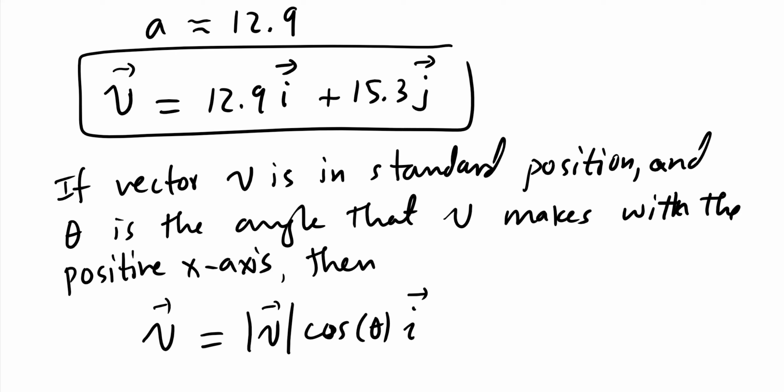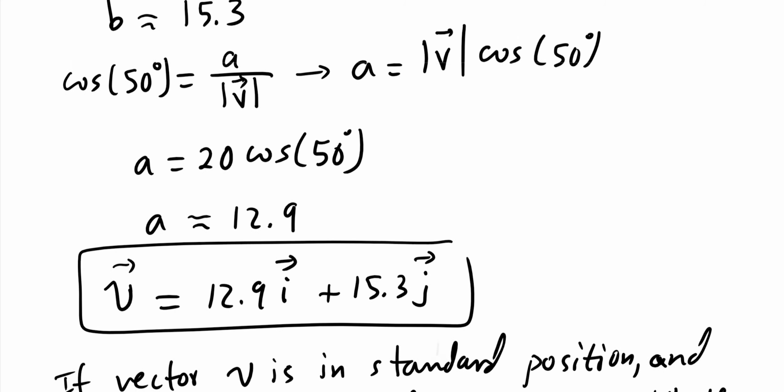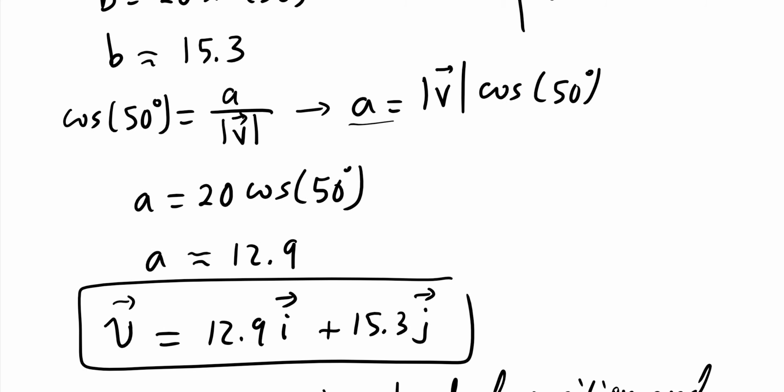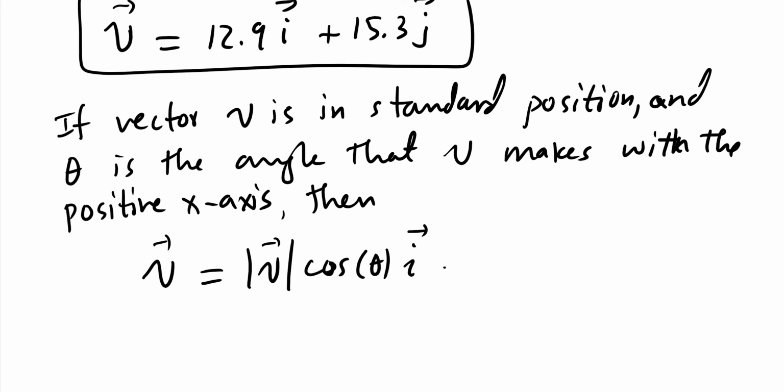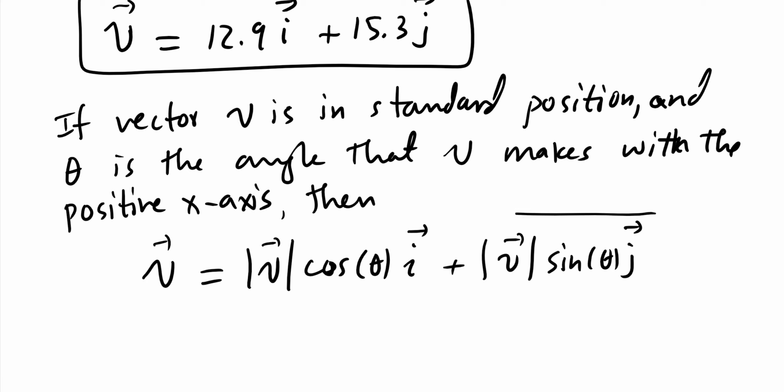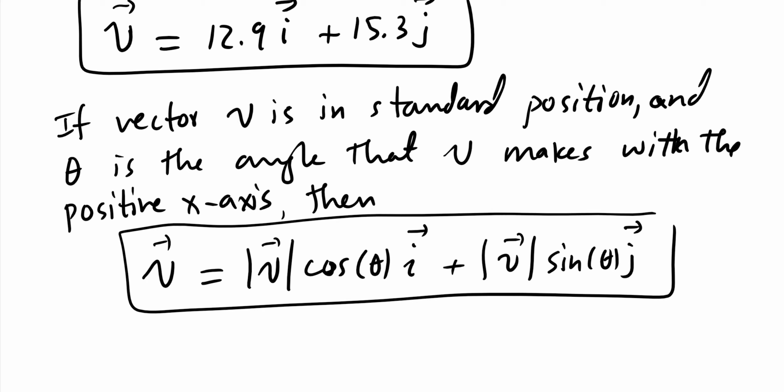how I got the 12.9 in the previous one. Look at this one. I found it's v cosine 50. 50 was theta. So that gives me the x component. And then how did I find the y component? I did magnitude of v sine theta j. But if you do not remember, it's fine. You just go step by step as I did in the previous example.